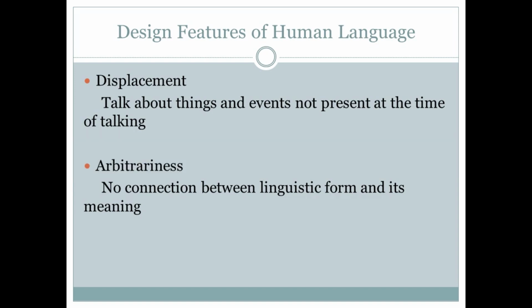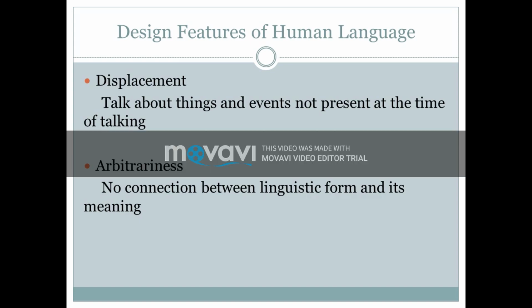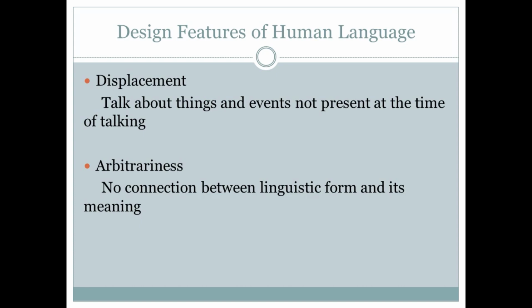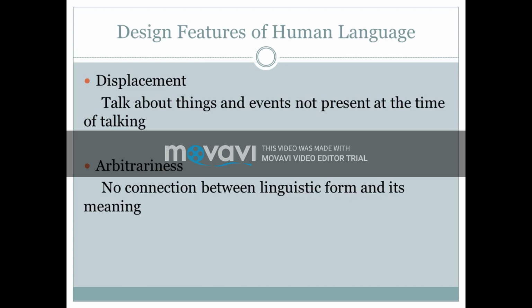The second is arbitrariness. Arbitrariness means there is no connection between the linguistic form and its meaning. What is a linguistic form and what is a meaning? For example, I call it a table, or I call it a chair, a thing, an object, and that name is chair. Why do we call it a chair? Is there any logic behind it? Not at all. We call it a chair because we have been told that it is a chair, and we started calling it a chair.